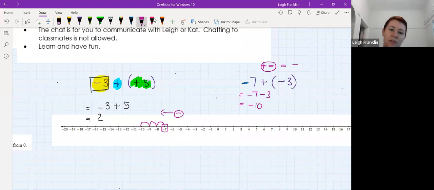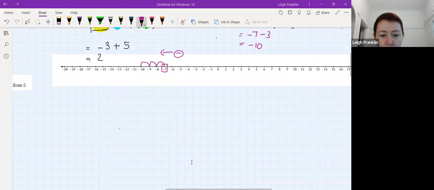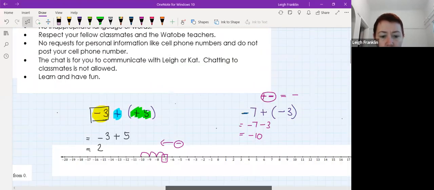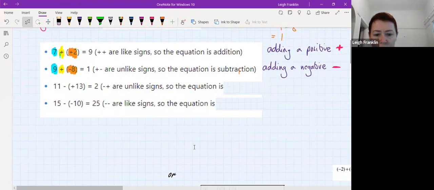All right, so either we can start in a positive place and we can add a positive number, or we could start in a negative place and we could add a positive number. And the other way around, we can start in a negative place and add a negative number, or we can start in a positive place and add a negative number. All right, so what's important to note is that the two signs together have to become one sign. All right, there's some questions.